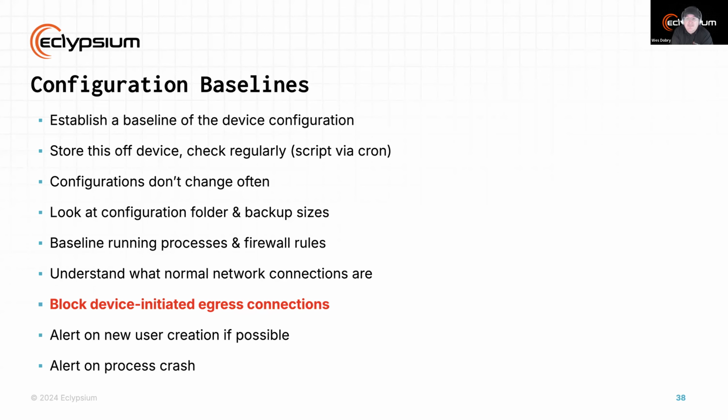The other two big things are making sure that you have alerts set if a new local account is created on that device, and also alerts on process crashes. One, it'll help you know if something bad's happening. Two, it will also tell you if you have some kind of service availability issue on a device too.